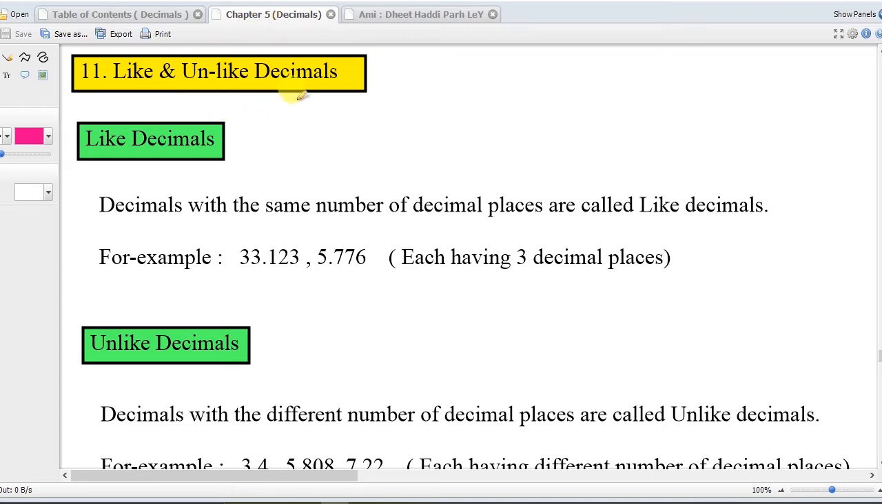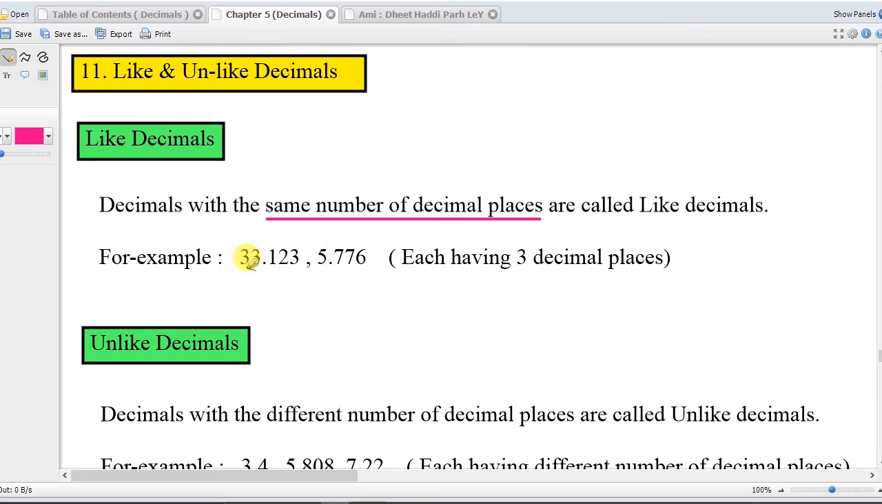So what are like and unlike decimals? Decimals with the same number of decimal places are called like decimals, which means the same number of decimal places. So we are talking about the values that come after the decimal point, right? For example, 33.123 and 5.776.